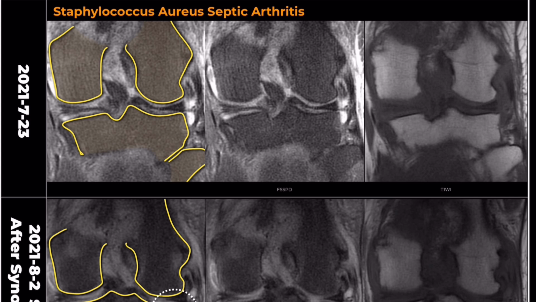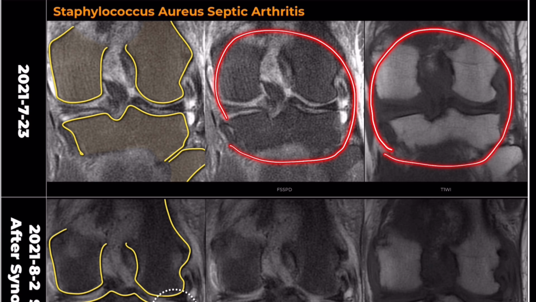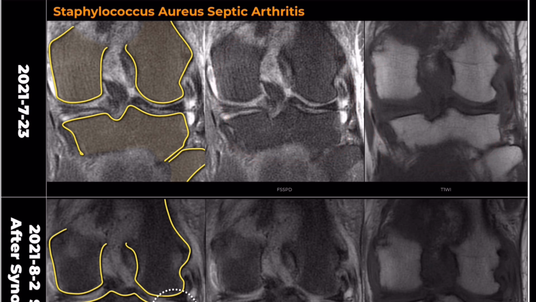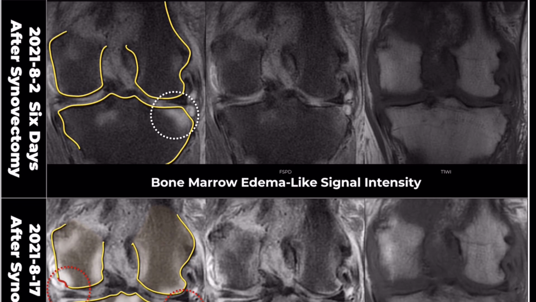The initial MRI showed no signal change in the bone marrow. This is often the case in the early stages of infection. 6 days after the synovectomy, we observed bone marrow edema-like signal intensity.